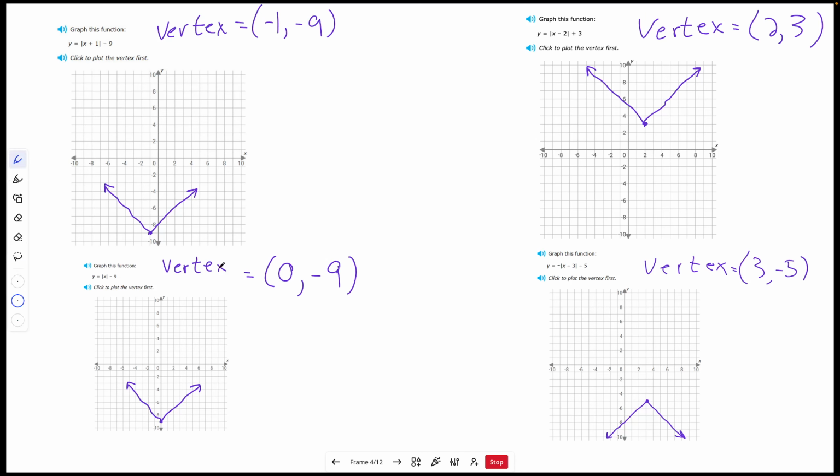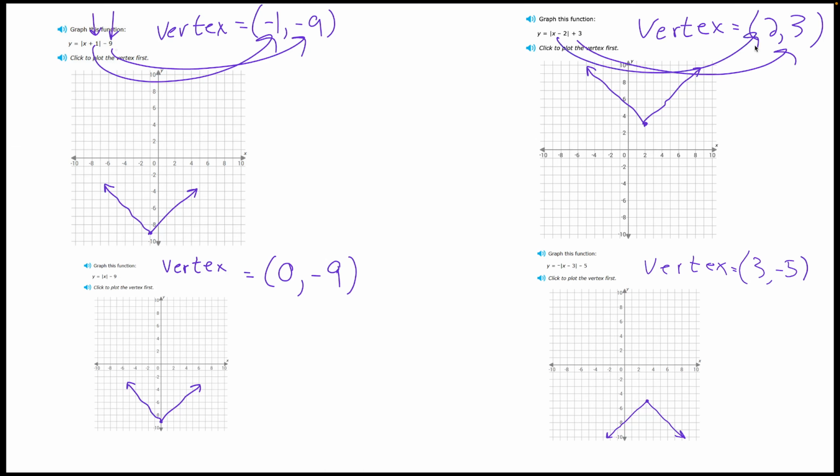Rule number two, the vertex, or where the graph starts, is related to the numbers both inside of the absolute value and outside. You'll notice that this number is the same: -9, -9, 3, +3. But the number on the inside has changed sign. So it was +1, now it's -1. It was -2, it's now +2.